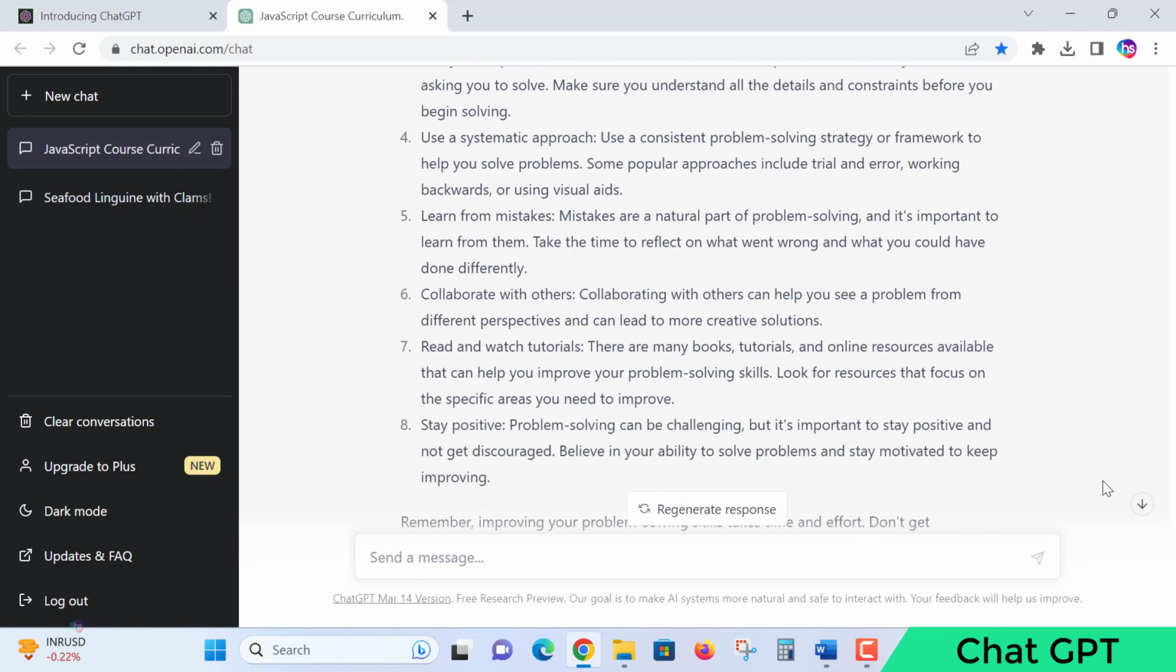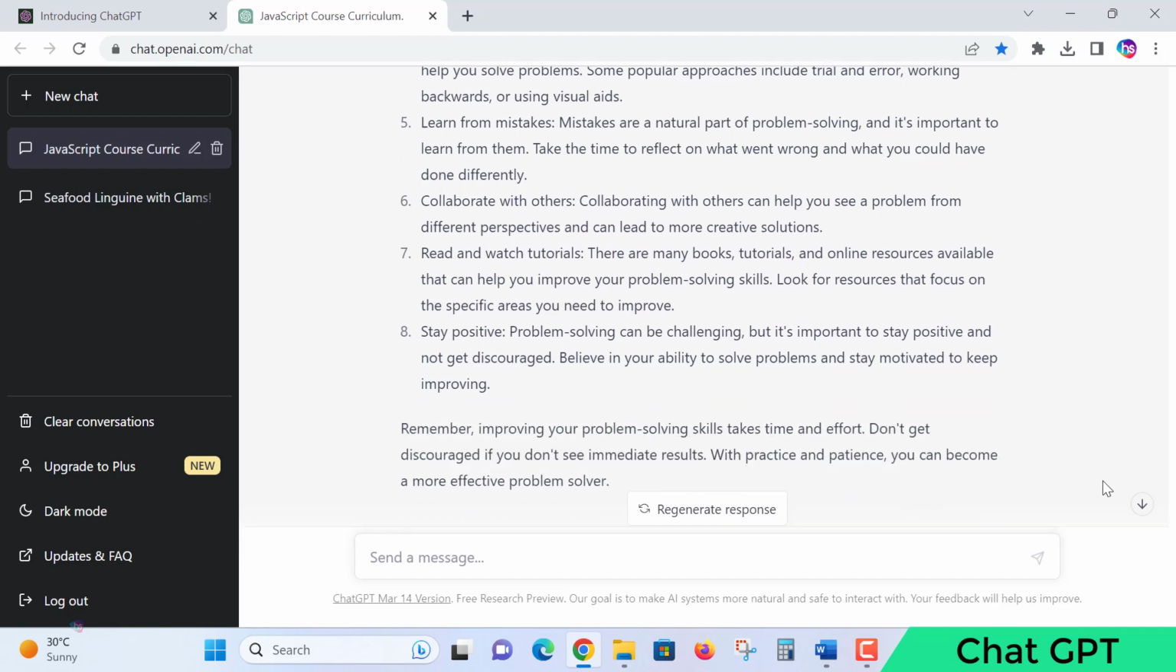Learning from mistakes. See, mistakes are a natural part of problem solving. So you are trying to do something, but you are thinking of the outcome you are expecting. If it is not coming, then you say that it's a mistake. So you are learning from them and reflecting on when you are doing wrong or right. So always try, you need not stop trying. You have to start doing something and collaborate with others.